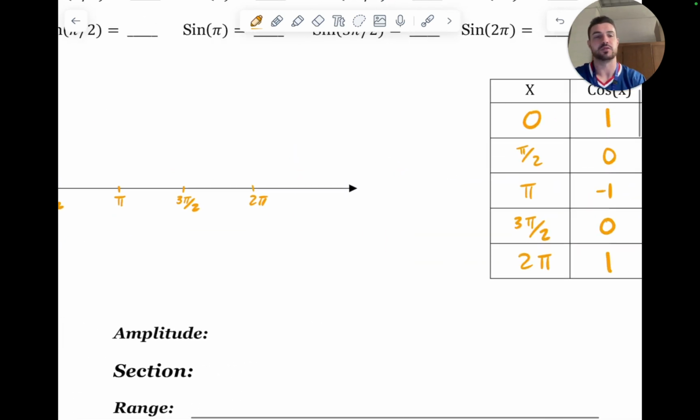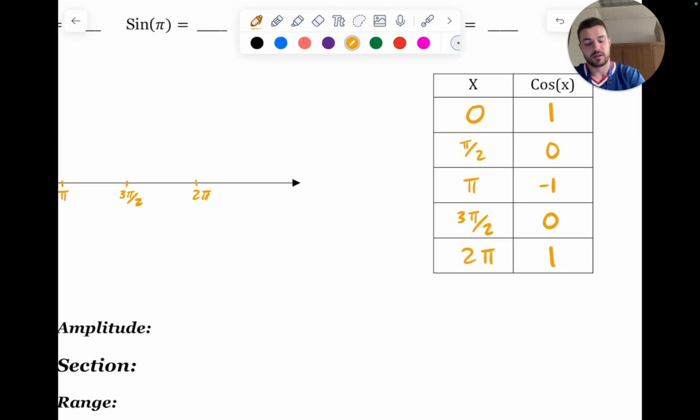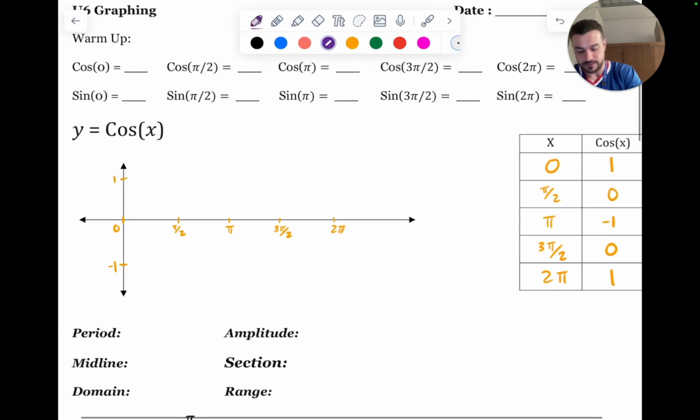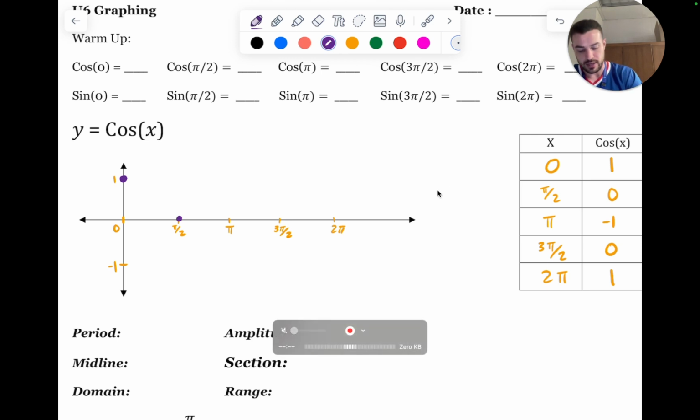And then now I'm just going to plot those points. So we have (0, 1), (pi over 2, 0), (pi, -1), (3 pi over 2, 0), and then (2 pi, 1). And so this is what our function is going to look like.